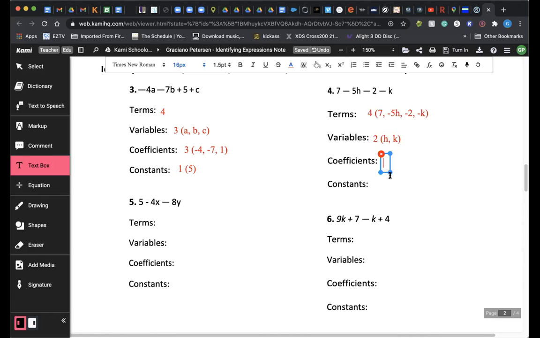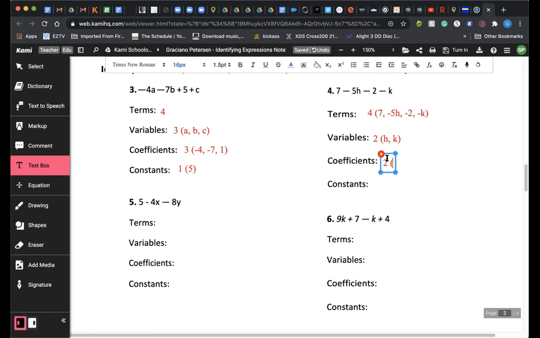All right. How many coefficients do I have? 2. Good. What are they? 7 and 2. Nope. Those are my constants. A constant is any number without a variable. So it'll be 2 and K.